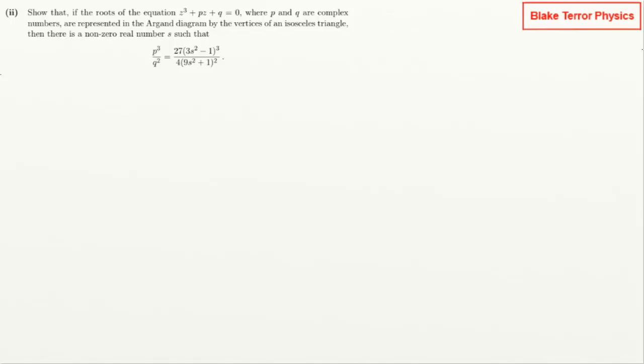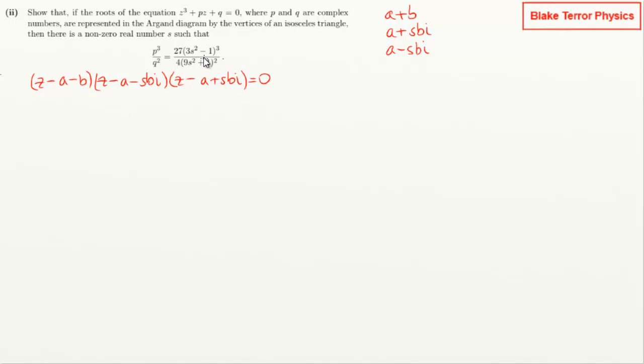Why is my pen not working? Oh, I'm on the wrong sheet. A plus B, A plus SBI, and A minus SBI are our roots. So we've got Z minus A minus B times Z minus A minus SBI times Z minus A plus SBI. So that's the roots. So that's equal to 0.